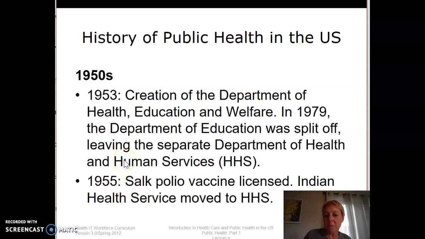Then in the 1950s, we had the creation of the Department of Health, Education, and Welfare in the United States government, and then that was split off in 1979, where we got the Department of Health and Human Services. In 1955, the first polio vaccine was licensed, and the Indian Health Service was moved to HHS. Prior to the polio vaccine, entire epidemics of polio would impact populations. I knew many elderly people who are now deceased, but who were impacted by polio in the 40s and 50s when they were children. And they spent their lives either being disabled or with walkers or in wheelchairs. So very important milestone.